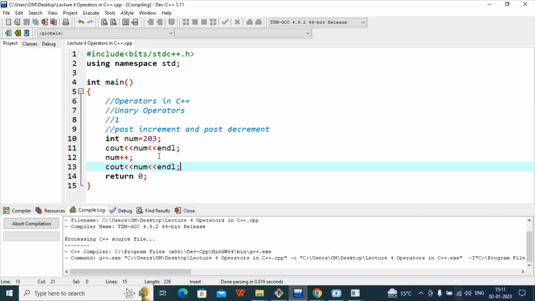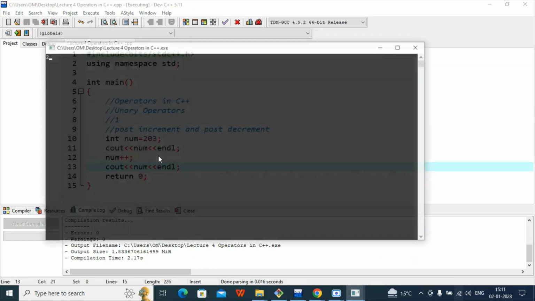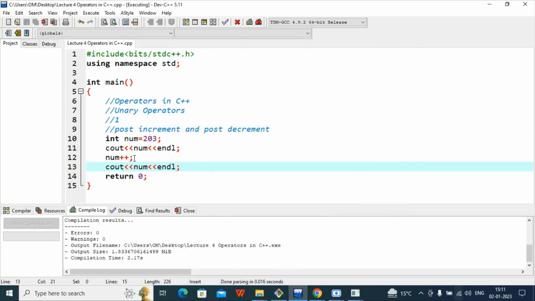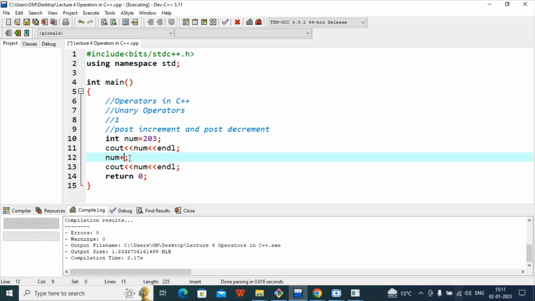So what I did was I printed it initially, and after performing the unary operator post increment, I printed it again. Initially it was 203, but after doing num plus plus, it is 204. It means this operator increments the value by 1, right? If you want to increment it by more, you can use the assignment operator like this, num plus equals 5.